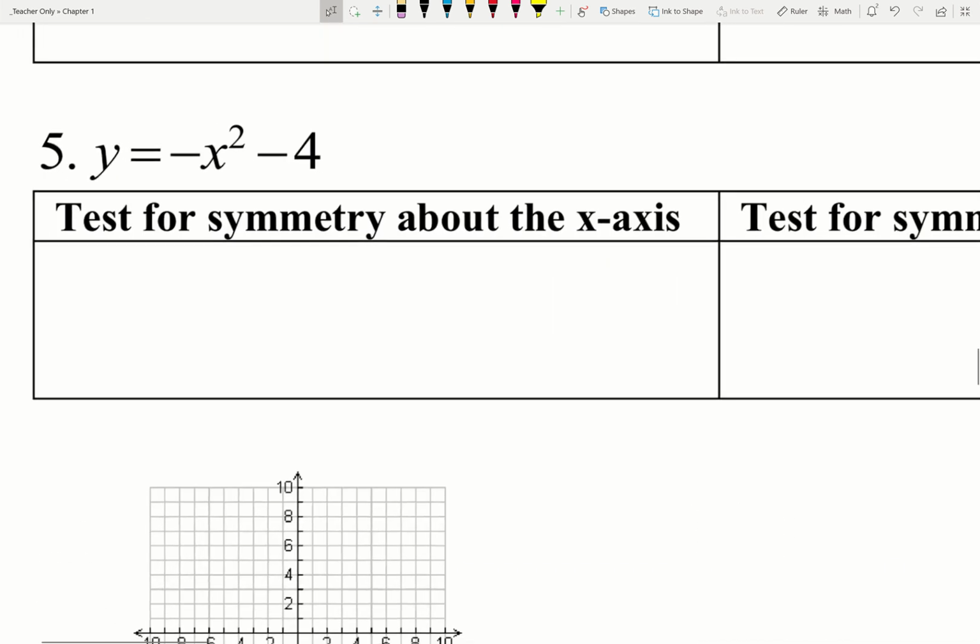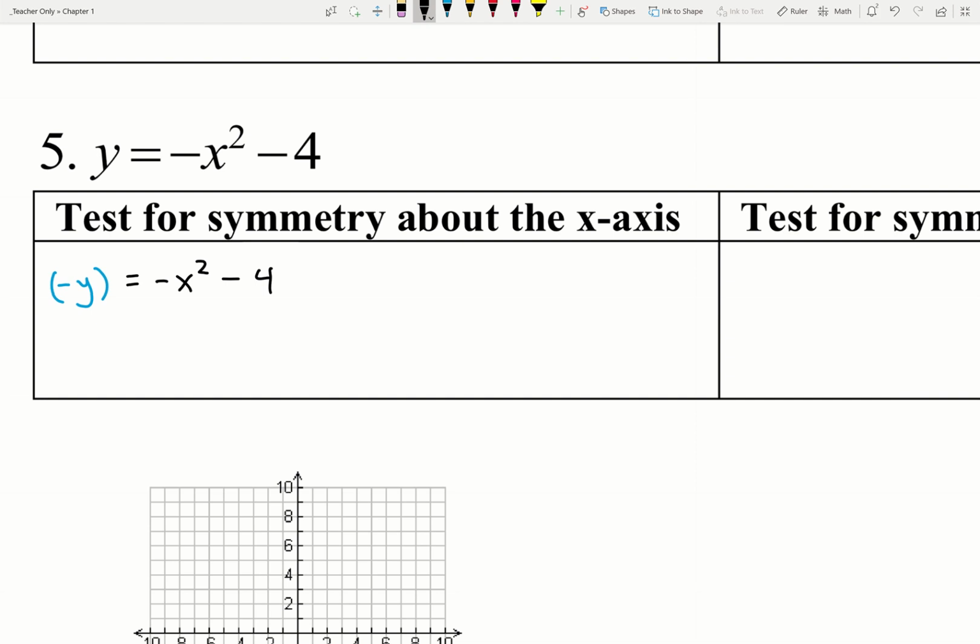Okay, so let's take a look at that equation really quickly. So we've got this equation. We want to test this for x-axis symmetry, which of course means we're going to take all the y's that we see and replace them with negative y in parentheses, and then see if we get something that is the exact same as what we started with.